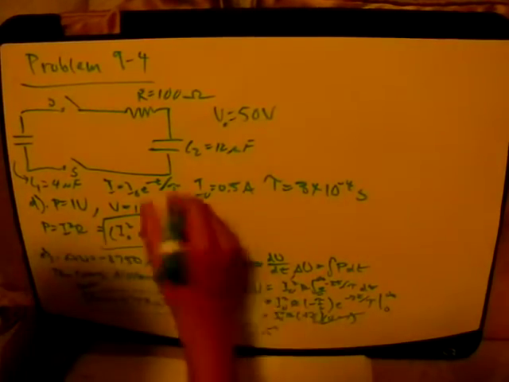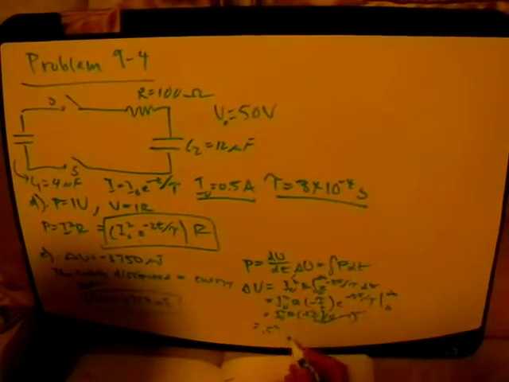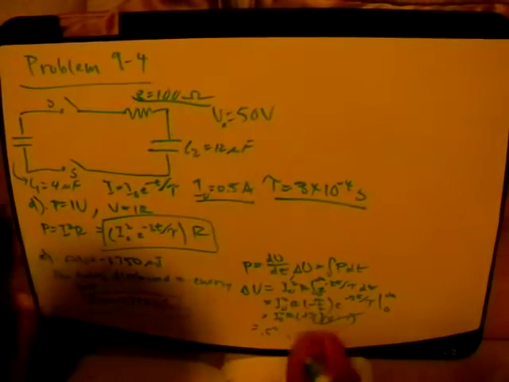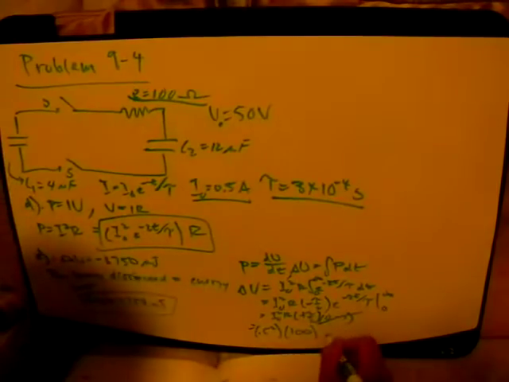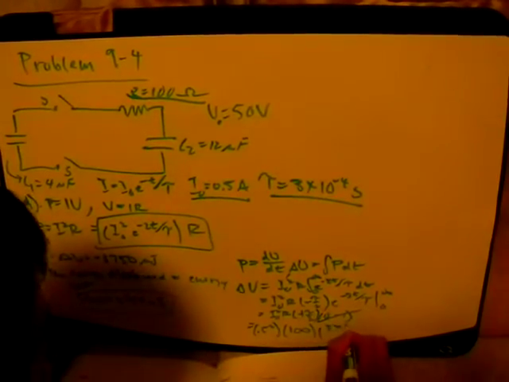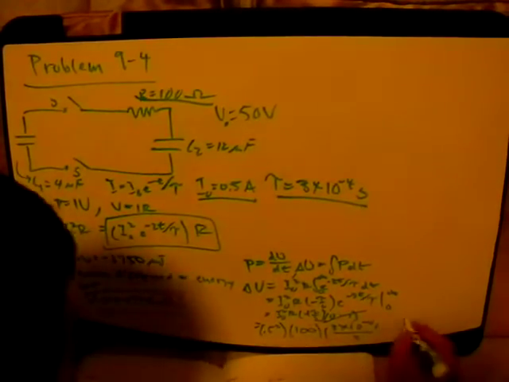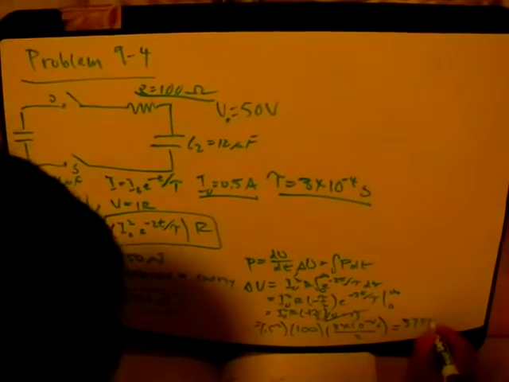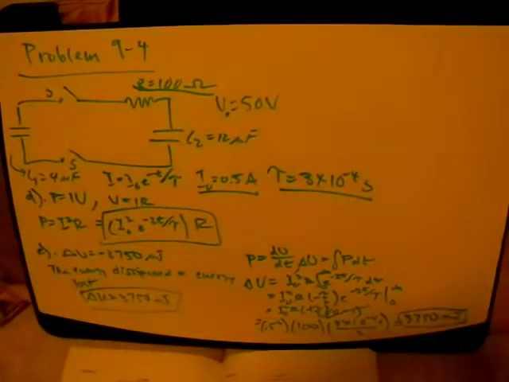So this equals 0.5 squared. Plug these values in: I naught equals 0.5 amps, and tau is equal to 3 times 10 to the negative fourth. We have resistance, which is 100 ohms, so 0.5 squared times 100 times 3 times 10 to the negative fourth seconds over 2, and this does indeed, using a calculator, equal 3,750 microjoules. And that is problem 9.